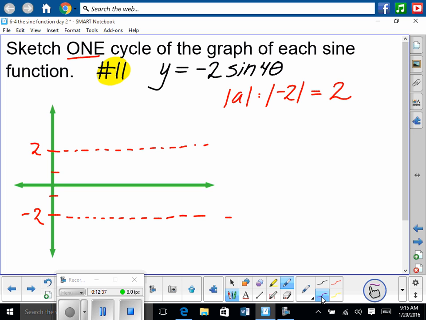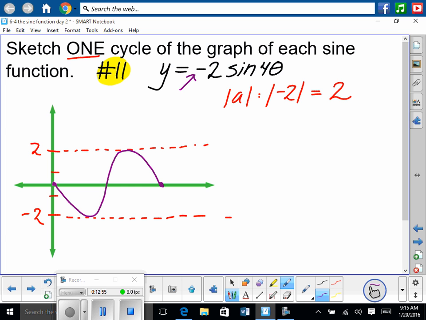Now we got to be careful. Because of the negative, we've got to go down first, right? So we're going to go down, touch, back up. And when we hit the back down, we're ending where we started. So we've drawn in one cycle.